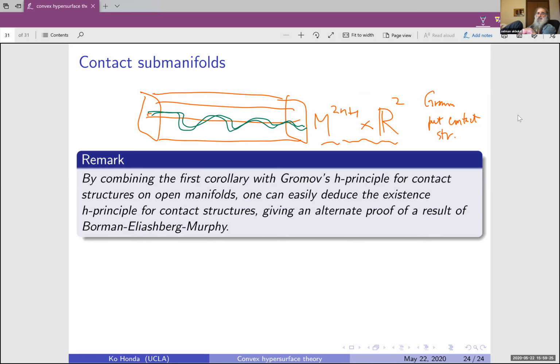Where did you use your new technology in here? After finding the contact submanifold, you didn't know how to use... Maybe I should say one thing. The new technology also allows you to find contact submanifolds. This was maybe not completely obvious, but maybe I should explain how you schematically construct contact submanifolds, right?